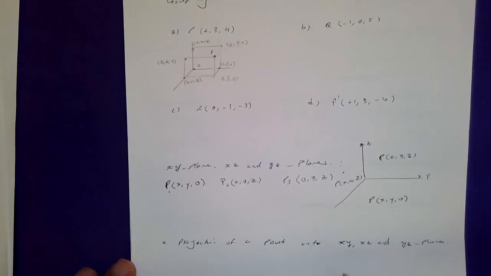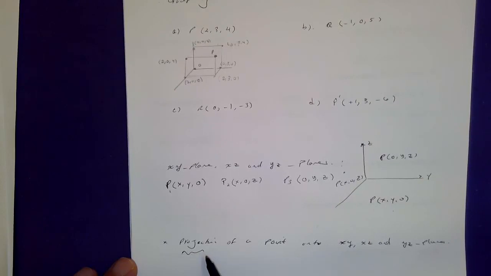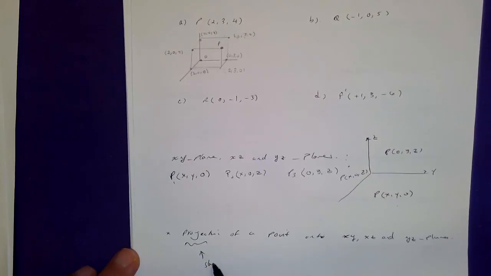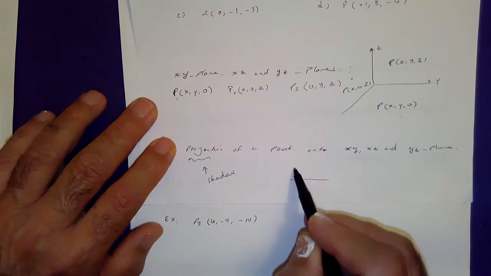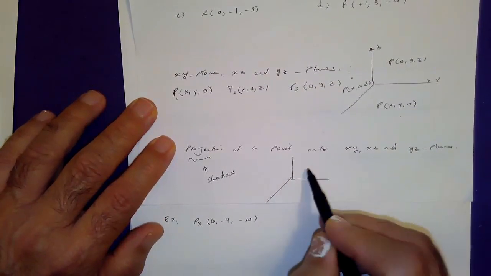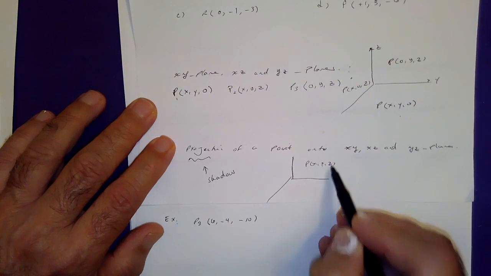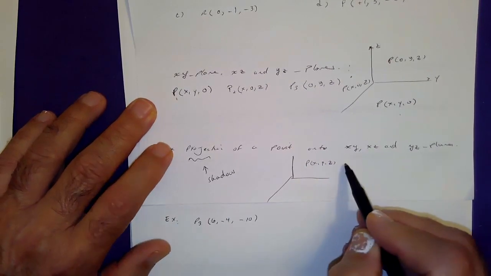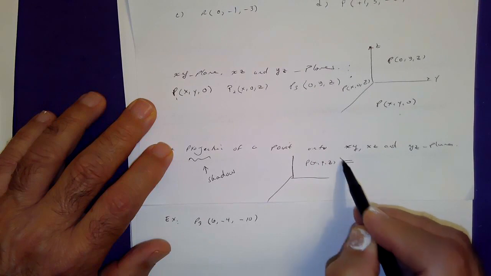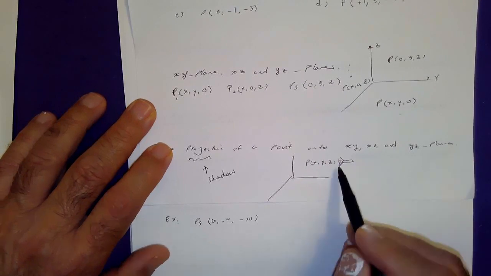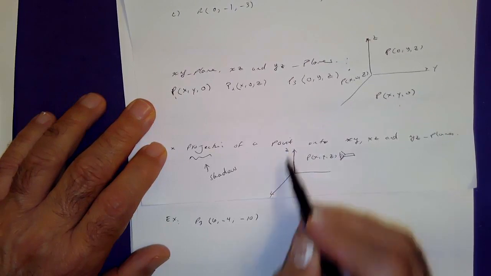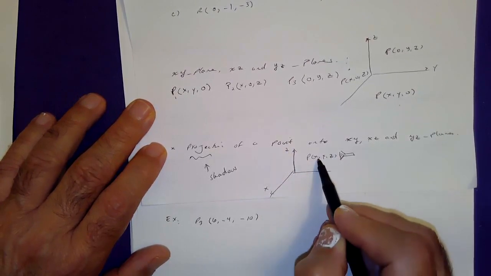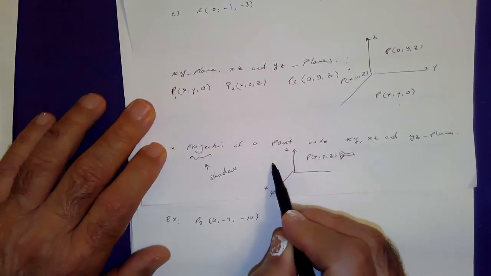So the idea is, what do you mean by projection? Projection is like a shadow. Okay, the shadow. What does that mean? That means if I have a point in space, like let's say this point right here, X, Y, Z, and what I do is shine a light here and see the shadow of this point on the XZ plane.